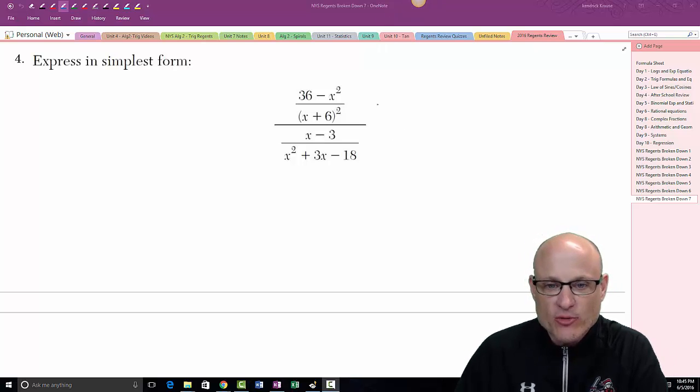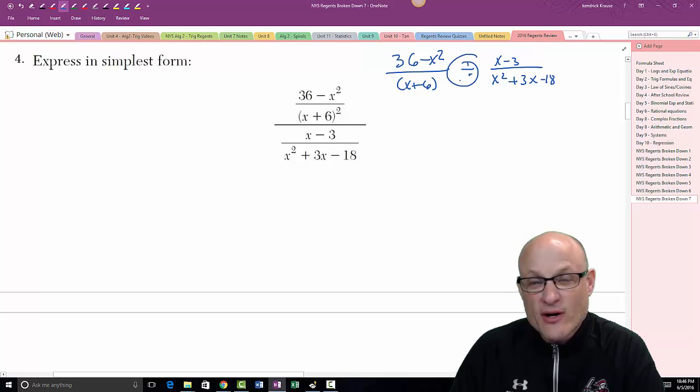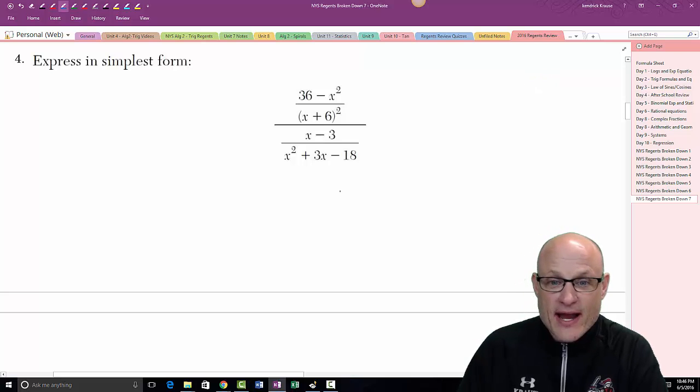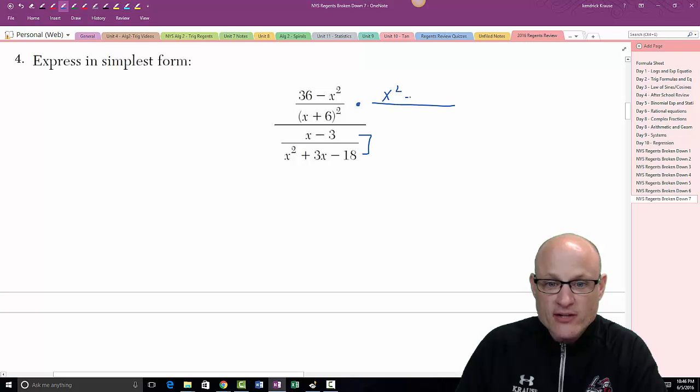And we're going to use our calculator to help us a little bit. But if you divide by a fraction, the other way to write this is (36 minus x squared) over (x plus 6), divided by (x minus 3) over (x squared plus 3x minus 18). But you know that if you have a division, you have to flip and multiply. So whenever you divide by a fraction, you're really going to multiply by the reciprocal. And the reciprocal of this is (x squared plus 3x minus 18) over (x minus 3). So whenever you divide by a fraction, you multiply by the reciprocal.